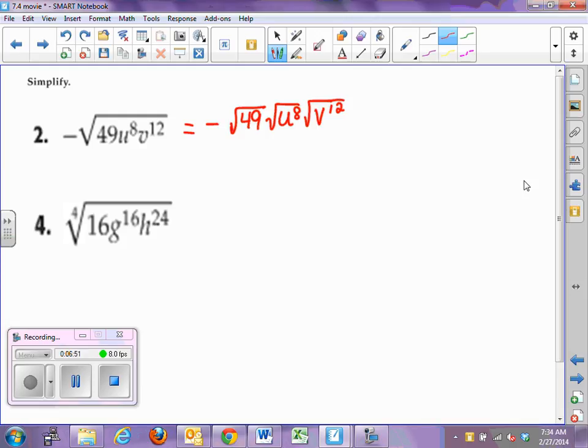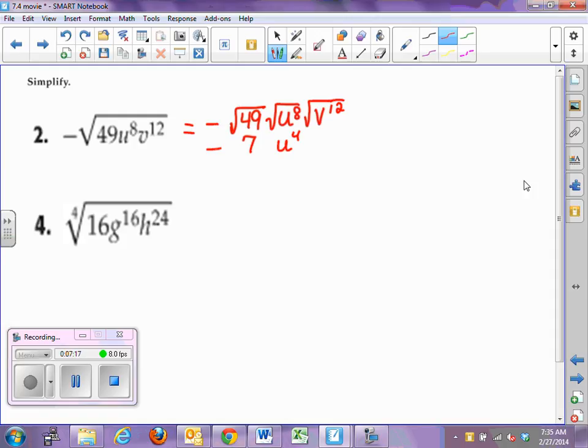And then I can do each one separately. So this is negative. The square root of 49 is 7. And what is the square root of u to the 8th? What times itself gives me u to the 8th? Well, I hope you know it's u to the 4th. If you took u to the 4th, multiplied it by u to the 4th, you add the exponents, you would get u to the 8th.